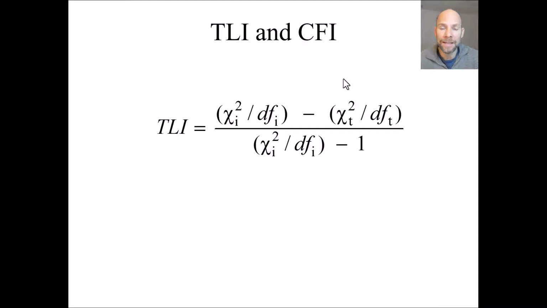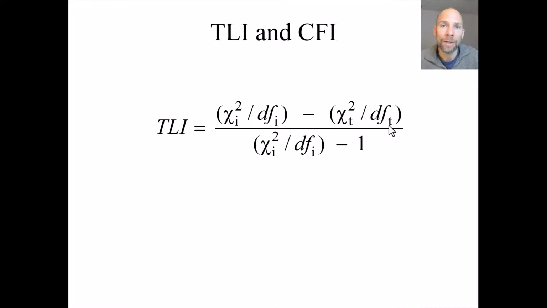And so you can see here from this formula that the difference between the chi-square to DF ratio for the independence model and the chi-square to DF ratio for the target model goes into the numerator here for the TLI. And so the numerator will get larger when the chi-square to DF ratio for the independence model becomes larger than the same ratio for the target model. And so remember that the chi-square is a badness of fit index.